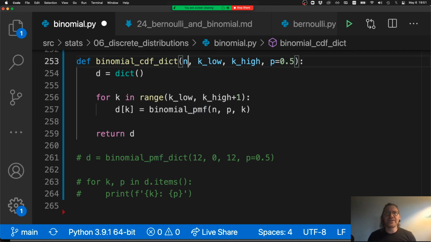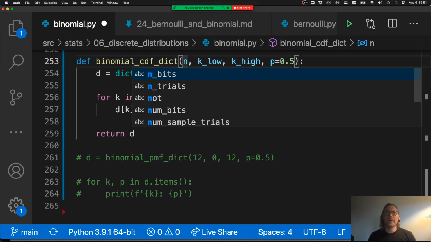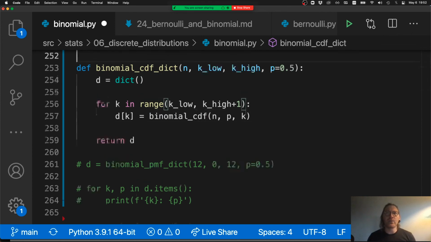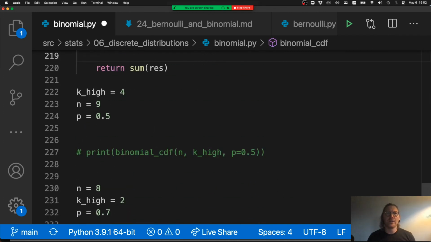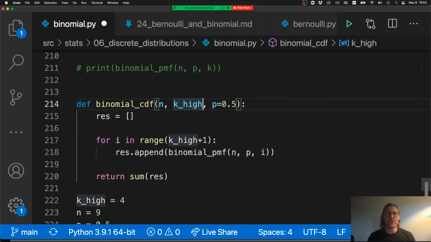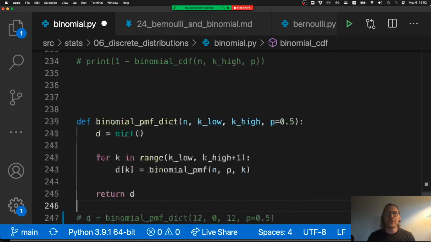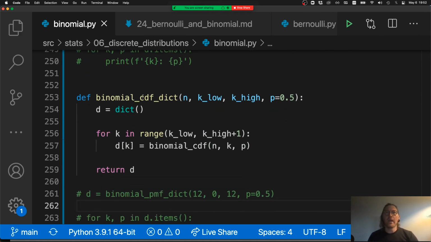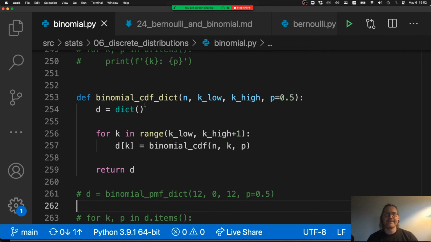So this is a CDF dictionary. It's still going to be n, k low to k high, probability of 0.5 by default. And instead of calling out to the binomial PMF, we're going to call out to the binomial CDF, which I think has a different arrangement of, let's just make sure, it's n, k, p, so I need to be careful about that. This will be n, k, p. And that looks like it should work.